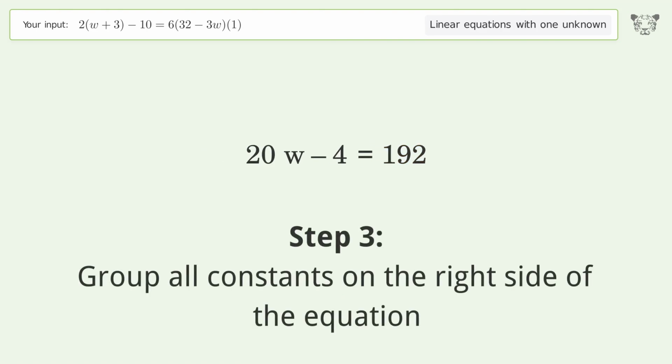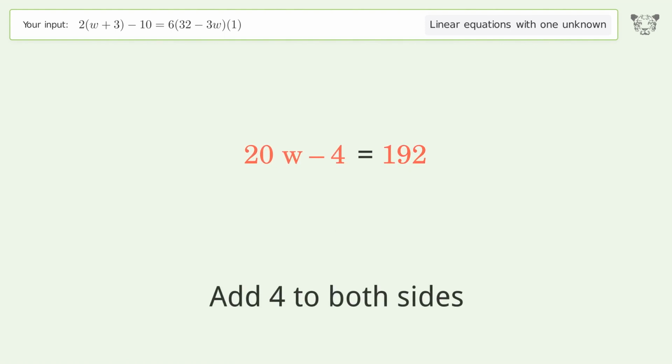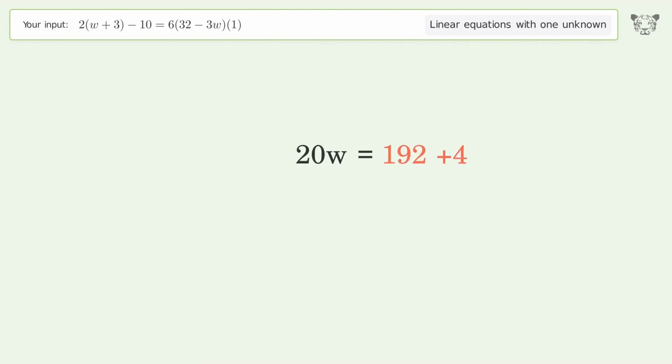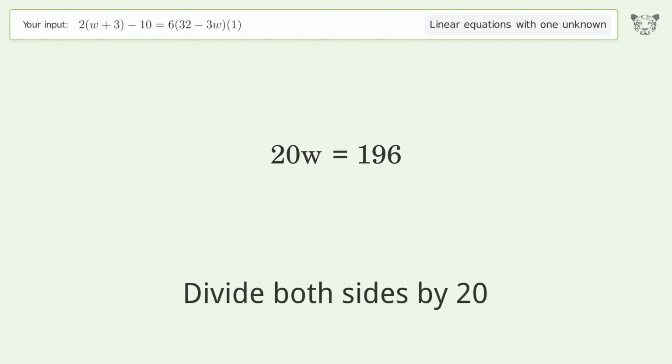Group all constants on the right side of the equation. Add 4 to both sides. Simplify the arithmetic. Isolate the w. Divide both sides by 20.